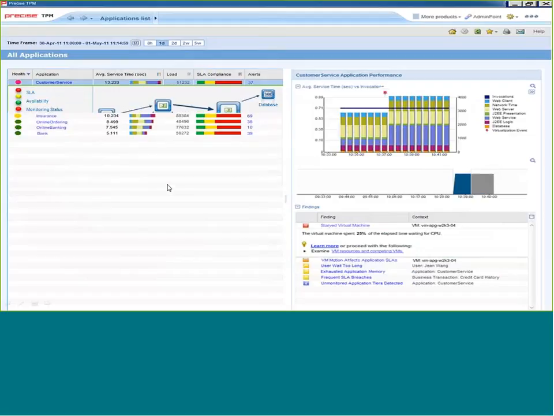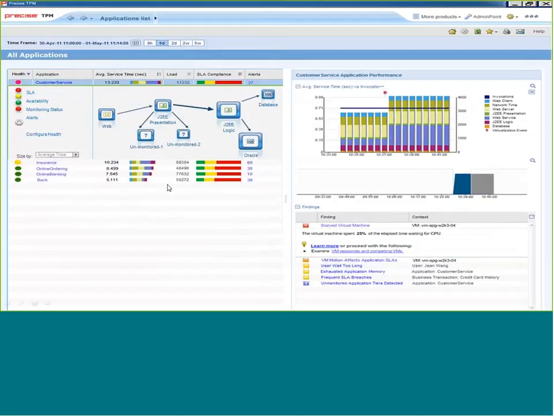Many applications, in fact, everybody we talk to runs at least a portion of the application stack under VMware. And so in this case, you're looking at the customer service application, you're looking at transaction time, and correlated with a slowdown is a virtualization event. And Precise tracks all of the virtualization events. We have a plug-in to vCenter to pick that up.